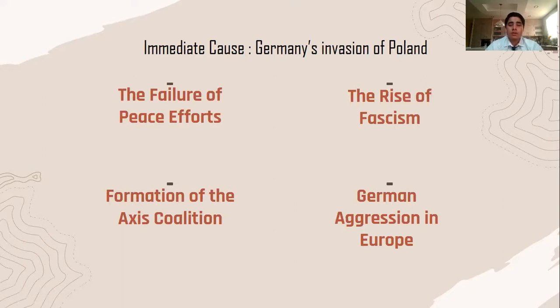The immediate cause of World War II was Germany's invasion of Poland. Germany, an ex-Polish corridor, Danzig city. The sudden attack on Poland is known as Blitzkrieg, lightning war. Britain and France declared war on Germany.